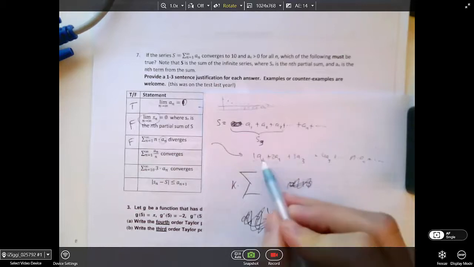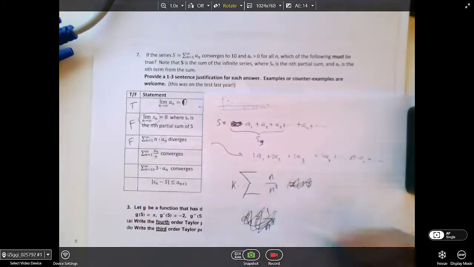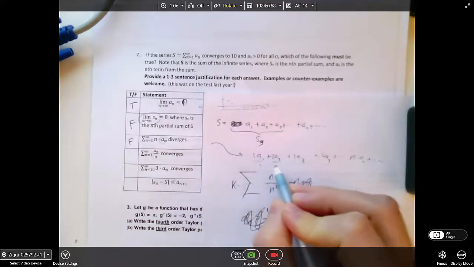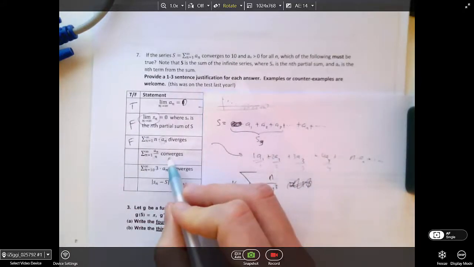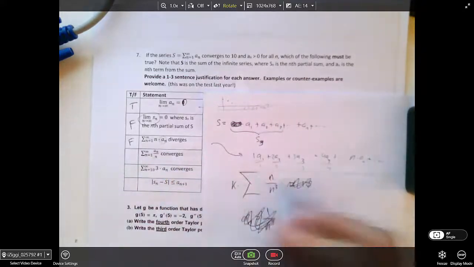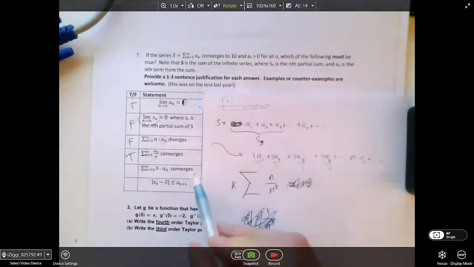Okay, what about this one? So what if we take each of the terms in our convergent series and we divide it by n? Well, one good way of thinking about this is I'm taking all of the terms in my convergent series and I'm making each one even smaller. So there's no possible way that that's going to make the series diverge because it's already convergent and I'm just making all of the terms smaller. So that one's true, it's going to converge.